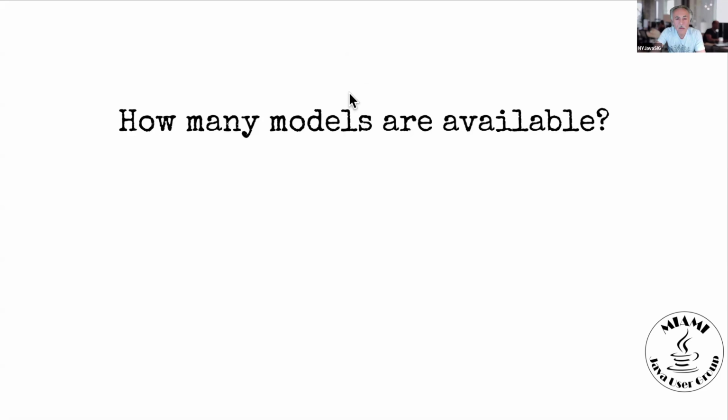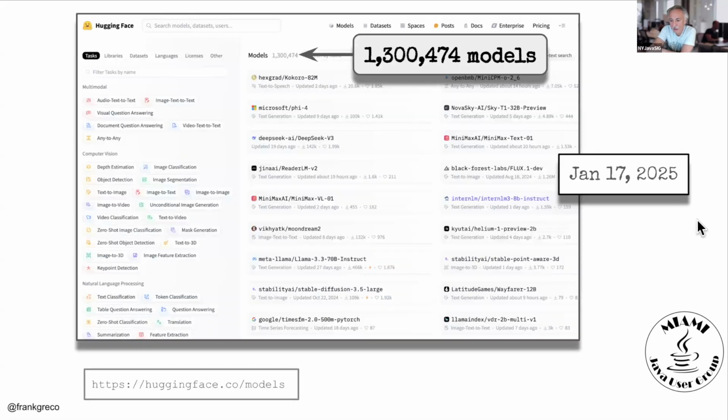So Daryl says hundreds. Anybody else? Joan says 50. Any other guesses? How many language models are available? No other guesses? Okay. As of a few weeks ago, there's 1.3 million.